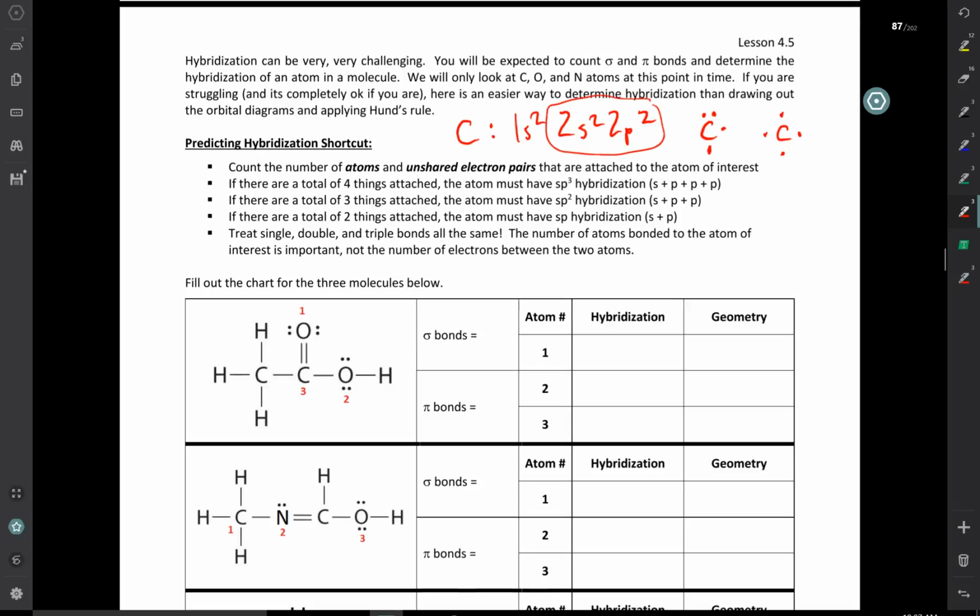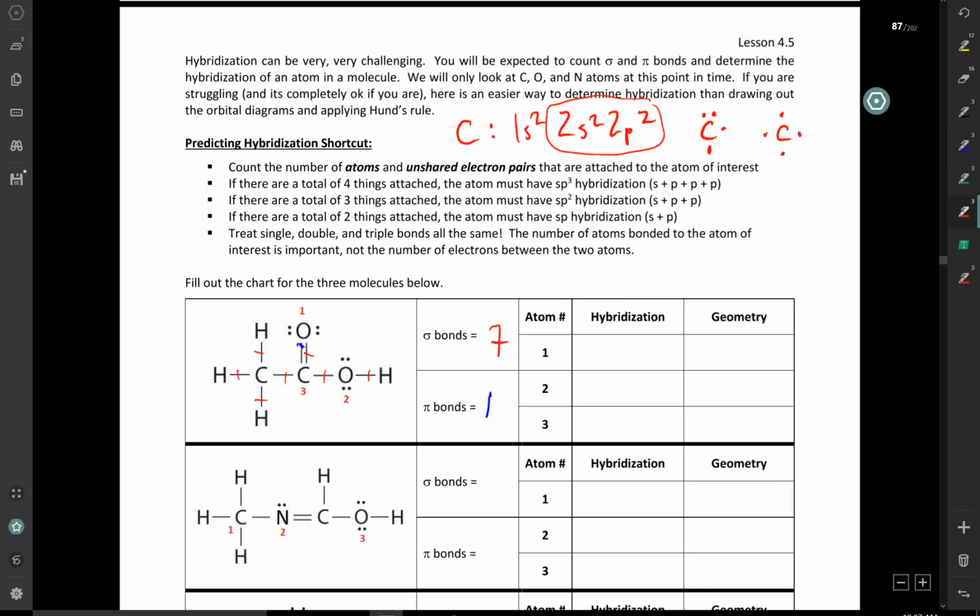I'm going to get my sigma bonds first. I see 1, 2, 3, 4, 5, 6, and in a double bond, one of them must be a sigma bond. 1, 2, 3, 4, 5, 1, 2, 3, 4, 5, 6, 7. There we go, I lost track. And my pi bond is from this double bond. I just marked it in blue, so I have 1 pi bond.